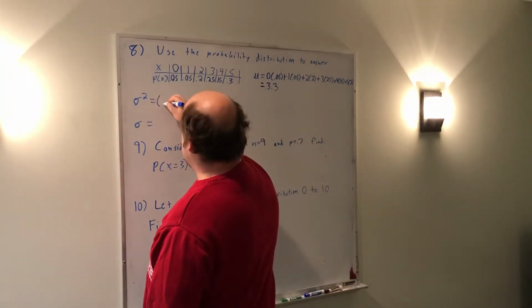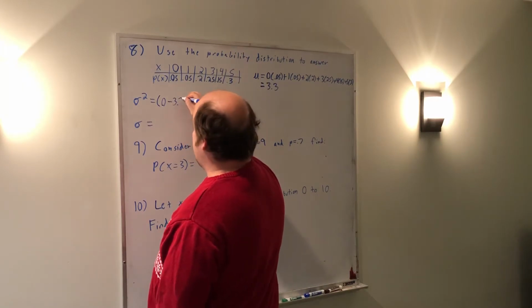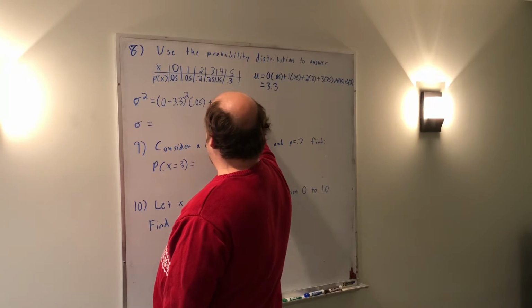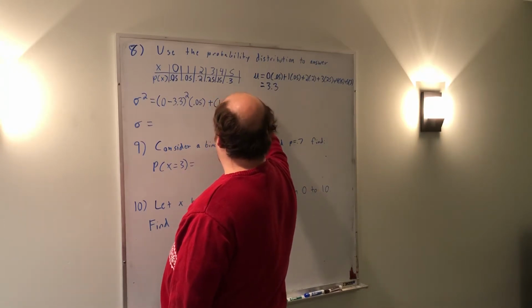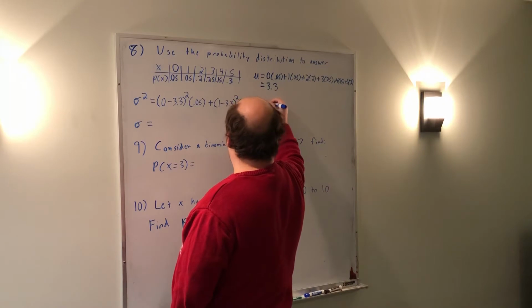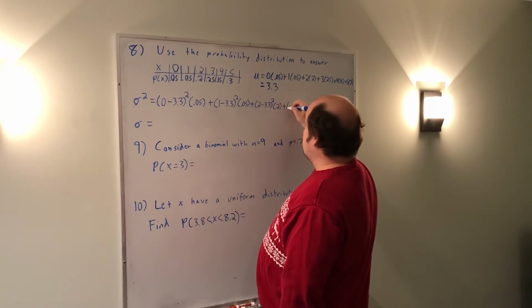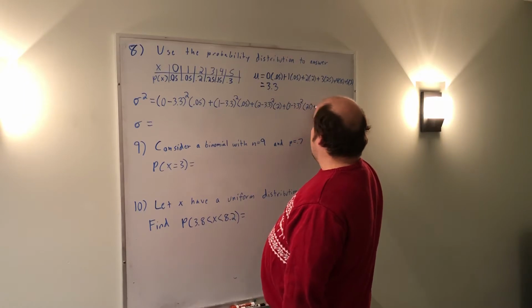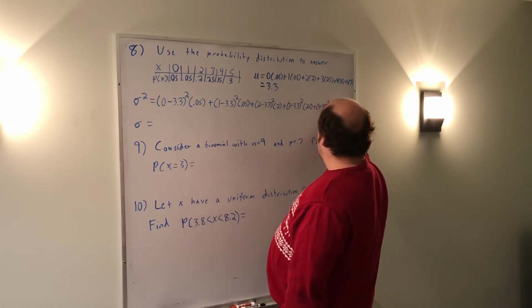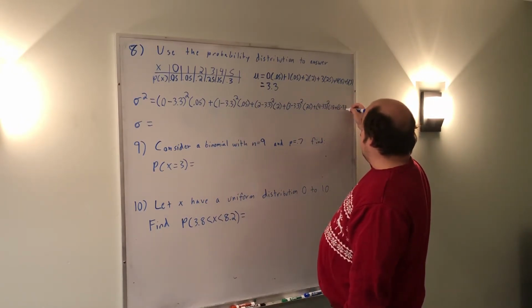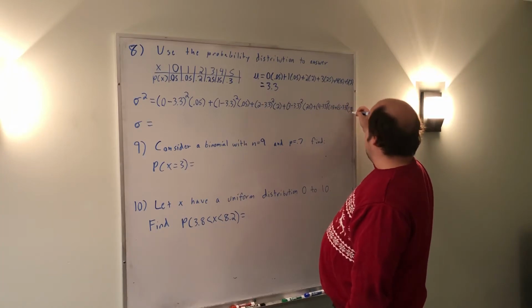So the first x value is 0. I'm going to subtract the mean that I just found, 3.3. I'm going to square the result and multiply it by its probability, 0.05. I'm going to add to that (1 minus 3.3) squared times 0.05 plus (2 minus 3.3) squared times 0.2 plus (3 minus 3.3) squared times 0.25 plus (4 minus 3.3) squared times 0.15 plus (5 minus 3.3) squared times 0.3.